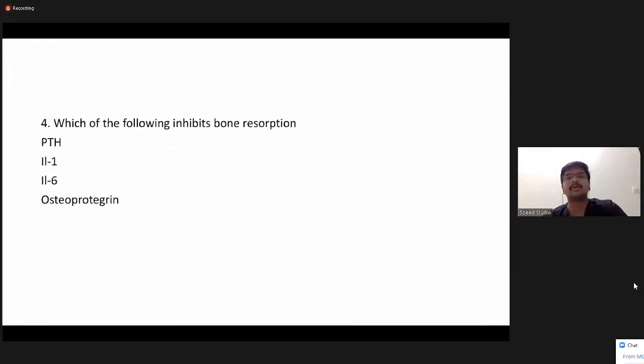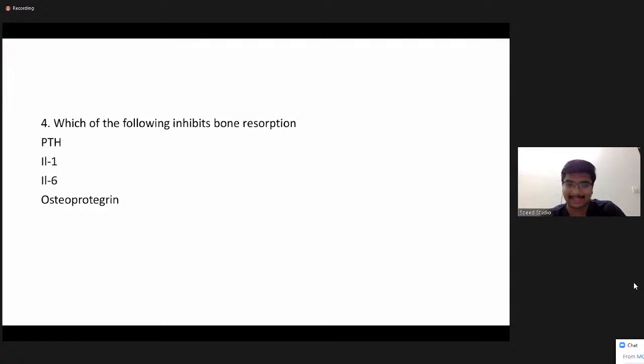So which of the following inhibits bone resorption? This is a physiology related question, which also plays a very important role towards understanding how the tooth moves inside the bone. There are various chemical and biochemical molecules which play an important role towards tooth movement inside the alveolar bone, among which PTH, interleukin 1, interleukin 6, and osteoprotegerin play an important role towards the development of a concept called the RANK-RANKL pathway.